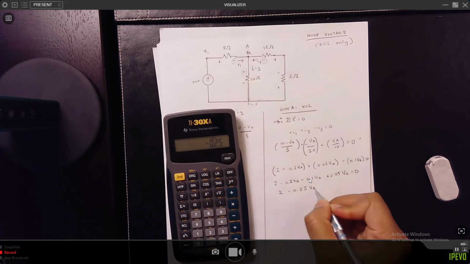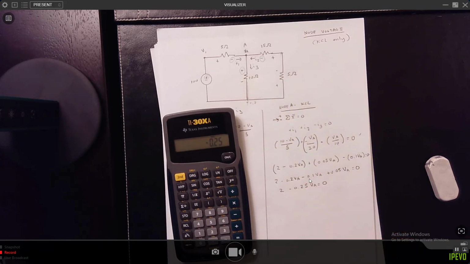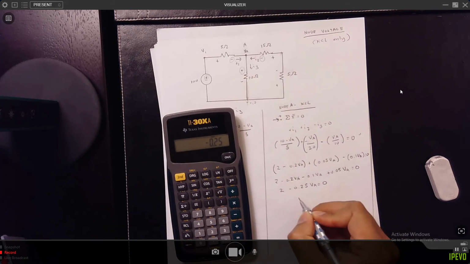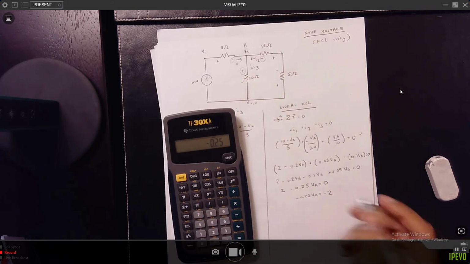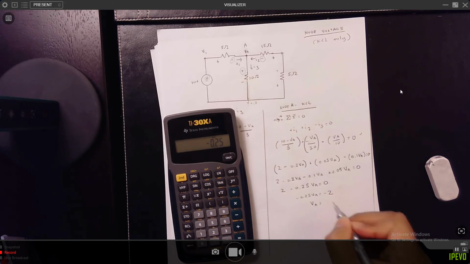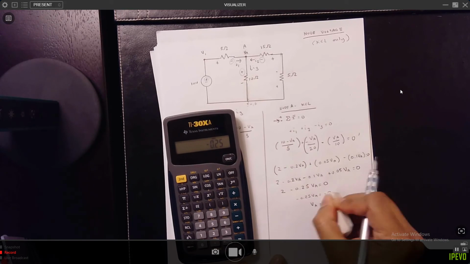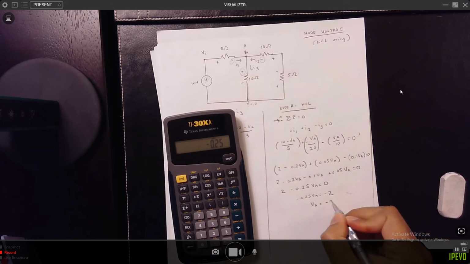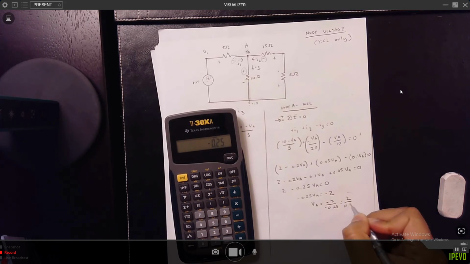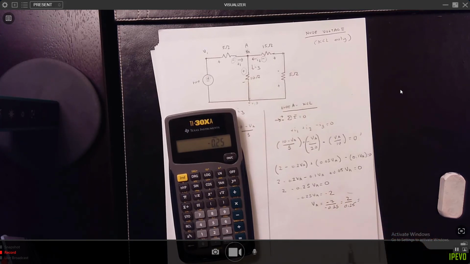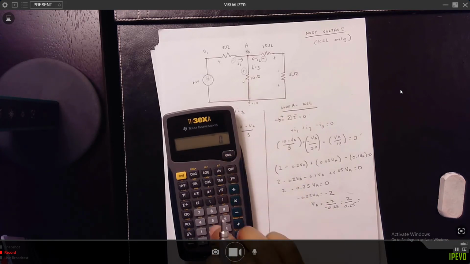See how methodical this stuff is. Really, really simple once you make everything methodical. So now what we have is 0.25 VA is equal to minus 2. VA is equal to minus 2 over minus 0.25, which is 2 over 0.25, which is what? So 2 divided by 0.25 is 8 volts.